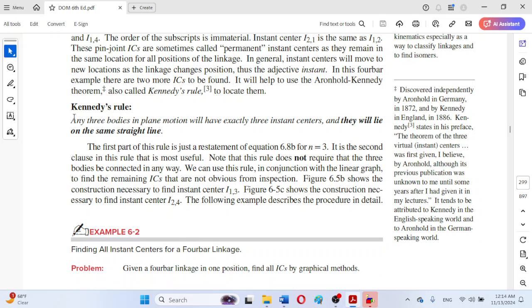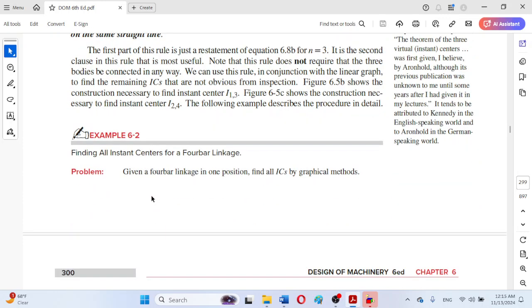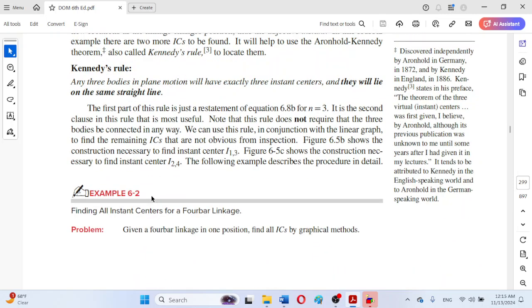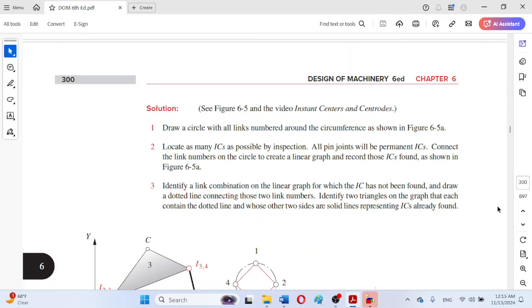Another principle mentioned here is Kennedy's rule: any three bodies in plane motion will have exactly three instant centers and they will lie on the same straight line. This rule will also be explained with the help of an example that I will explain a bit later. I will directly be applying this method of instant centers on example 6-8.